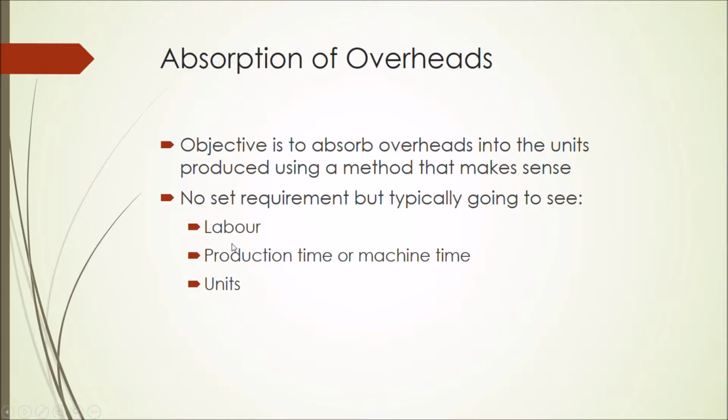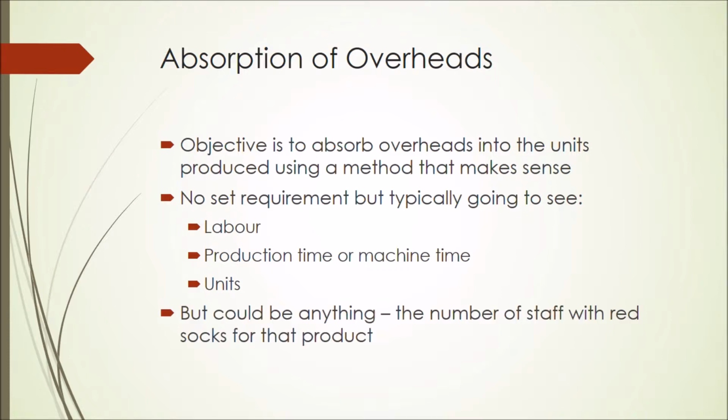And here, read the question. This is a really very important point, to read the question, as with all of these elements of costing in particular. It could be anything. It could be the number of staff with red socks, the number of blonde people in one department, the number of black-haired people in another department. It could be anything, but it's typically going to be these three types as the sensible ones. But read the question.